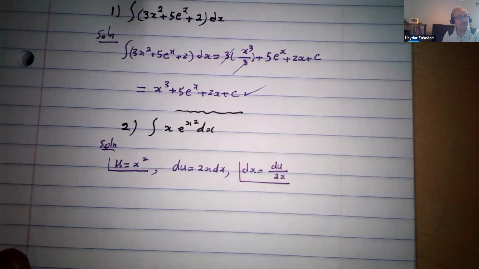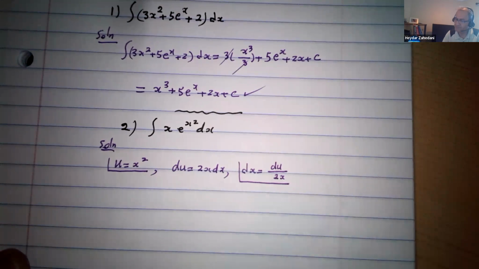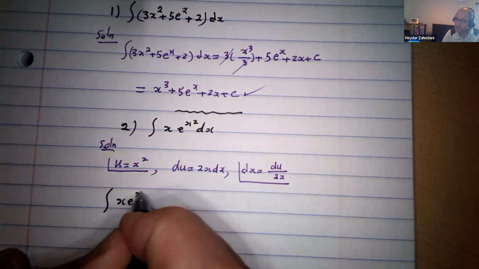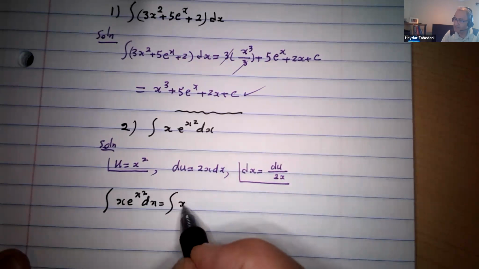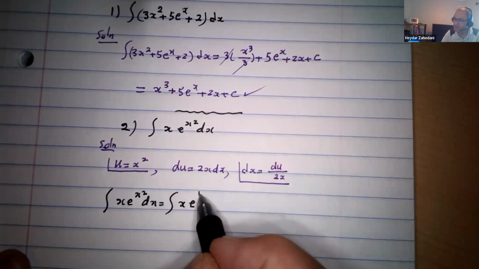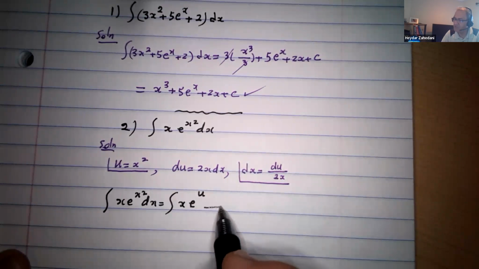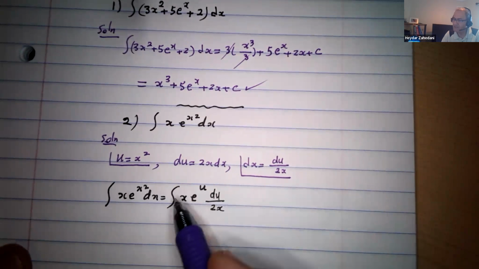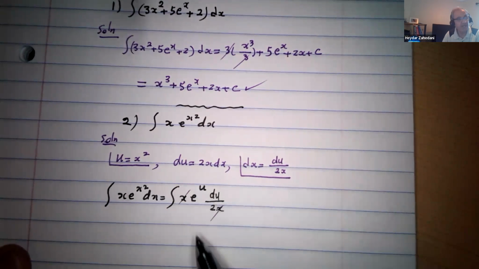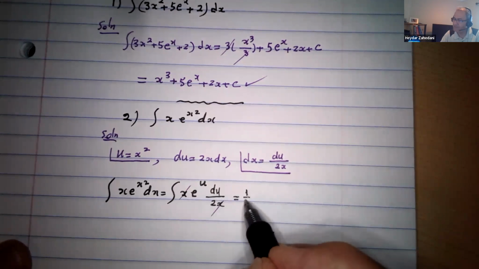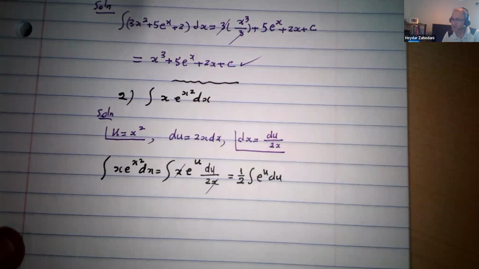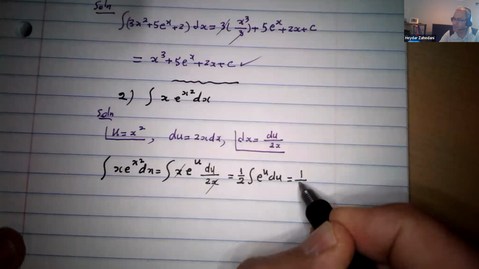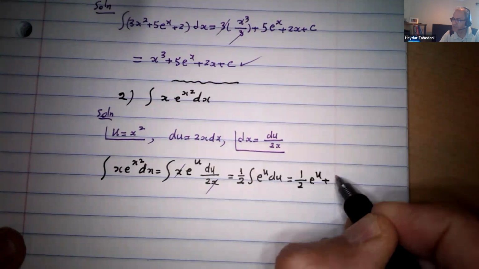Okay, go back and substitute. If everything is all right, you must end up with e to the u. So x e to the x squared dx is equal to, you keep the x, e to the, replace the x squared by u, so that gives e to the u. And the dx is going to be du over 2x. So we simplify the x and x. The leftover is 1/2. You can pull out the 1/2. So you end up with the integral of e to the u du. And we know that the integral of e to the u is just e to the u. So it's going to be 1/2 of e to the u plus the constant c.